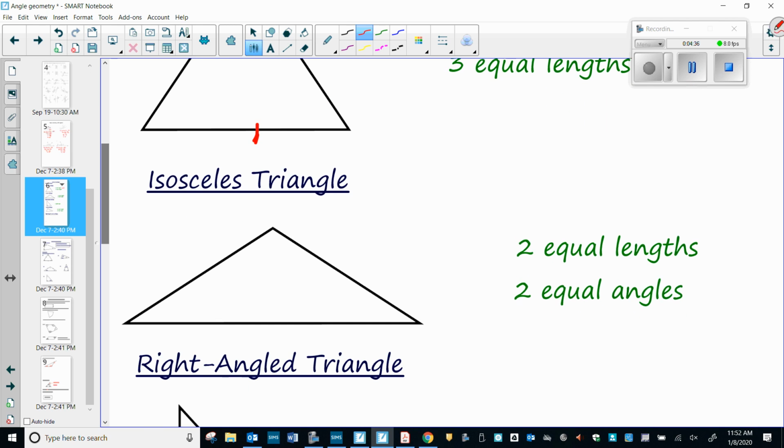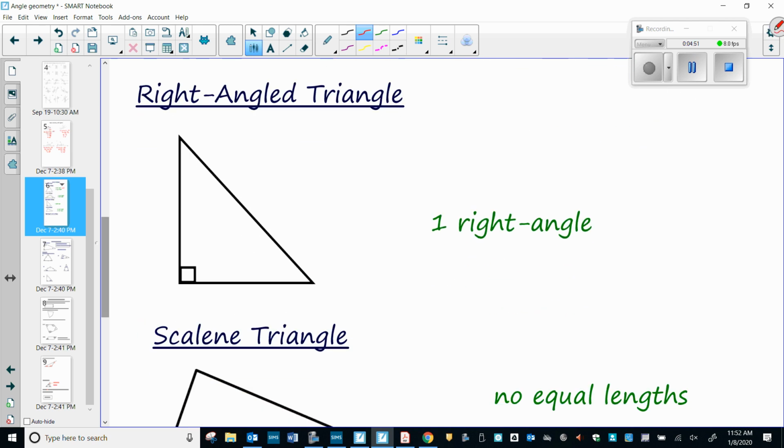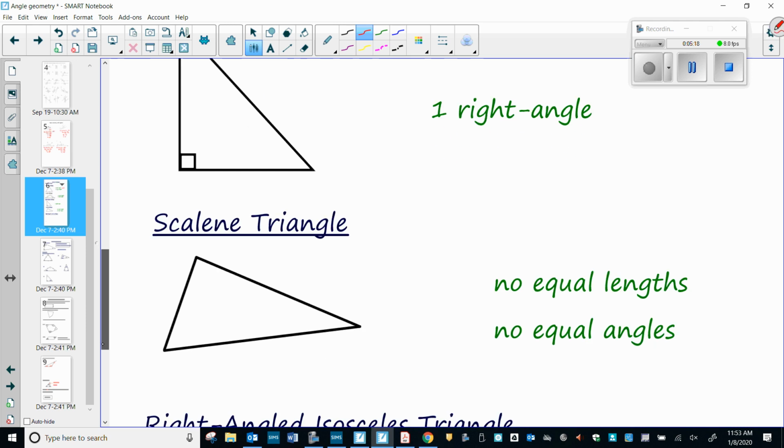An isosceles triangle, we talked about these last lesson, so we've got 2 equal lengths, 2 equal angles. These angles here would be the equal ones, because they are considered the base angles. A right angle triangle obviously has 1 right angle, and there's nothing else special about it. Pythag, and also trig. Pythag and trig both are to do with right angle triangles. They're not always going to put a big flashing light, but just look out for the square symbol anyway.